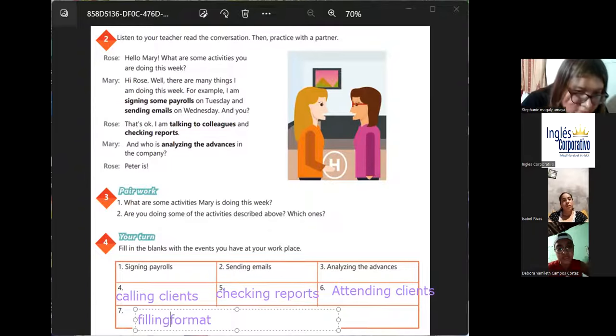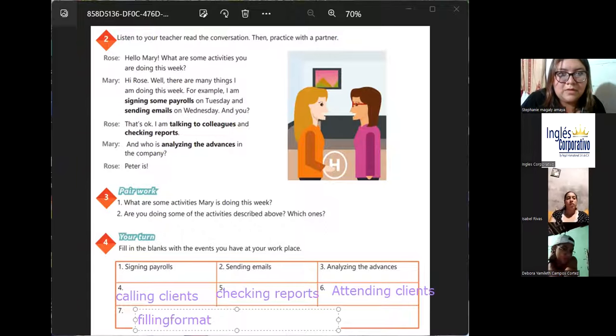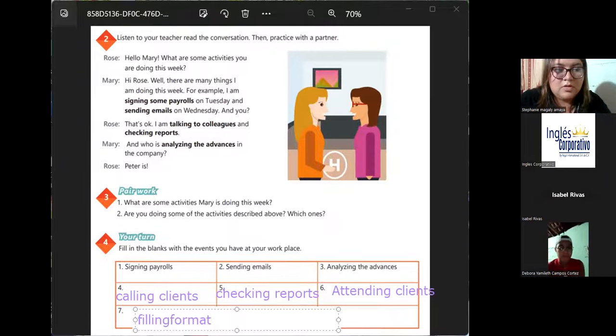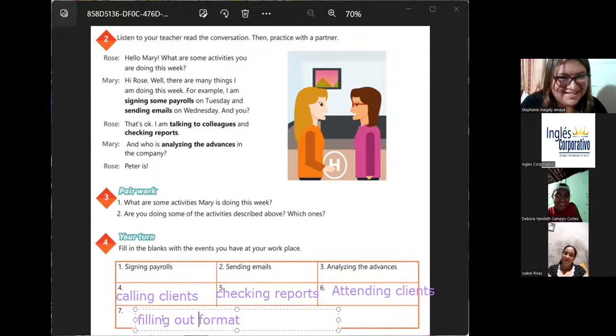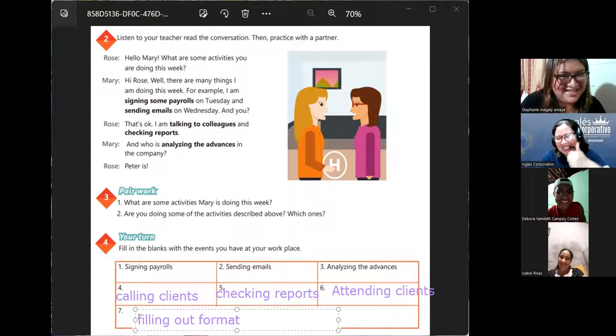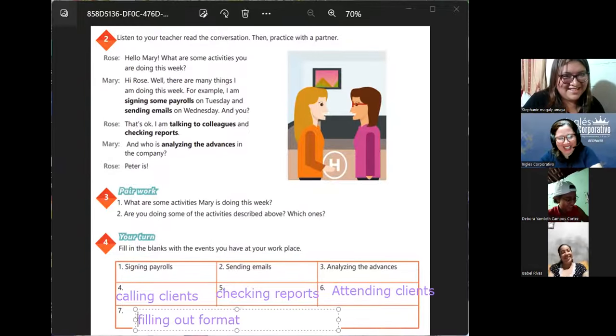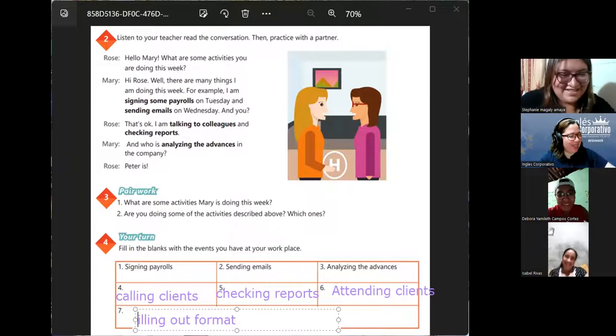No se escucha el teacher. Solo está observando. Ya lo escribió ella. Feeling of performance. Ah, sí. Copiar y pegar, Estefan. That is a great idea, Isabel. Nice. Yeah, very proactive.